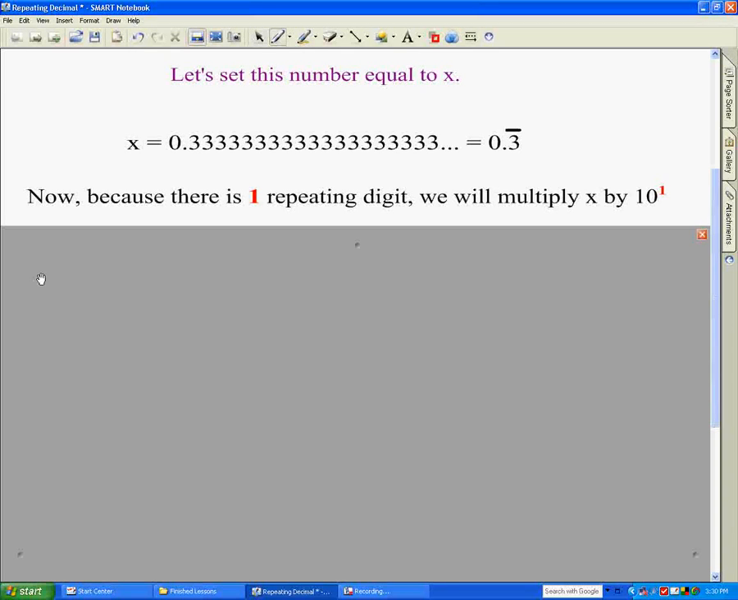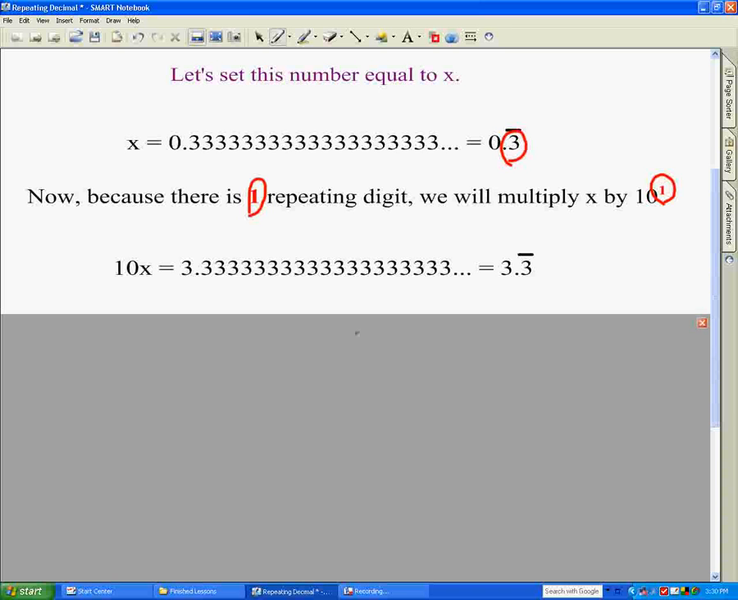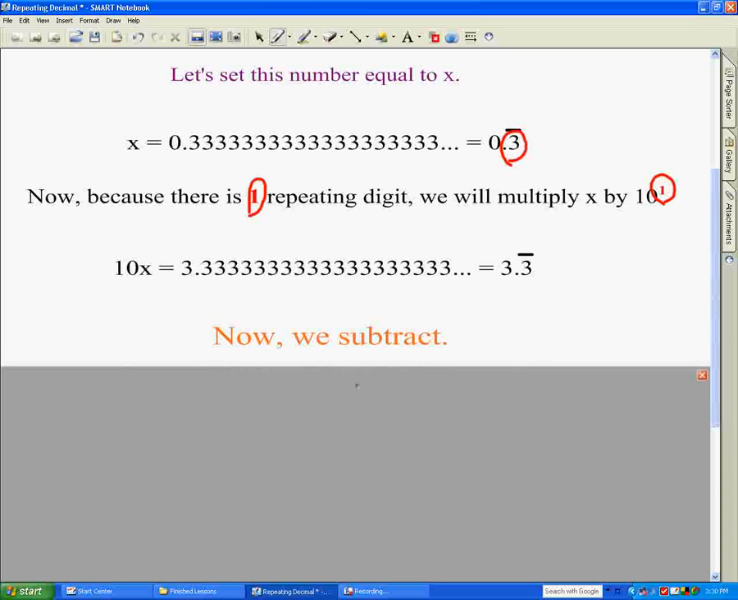So again, here, how many digits have a bar over them? Just one. So that's why, with one repeating digit, we multiply by 10 to the first. So 10 times x is 3.333333, or 3.3 repeating. Okay? And you might ask why I would want to do this. You'll see. Okay? We'll subtract.